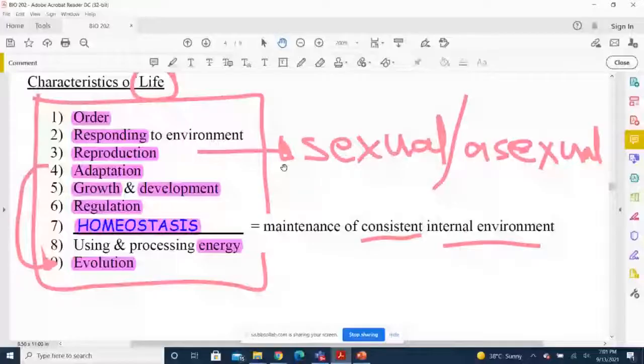Let's see. Hold on. I'm trying to share my screen. This seems better. So you should be able to see my screen.